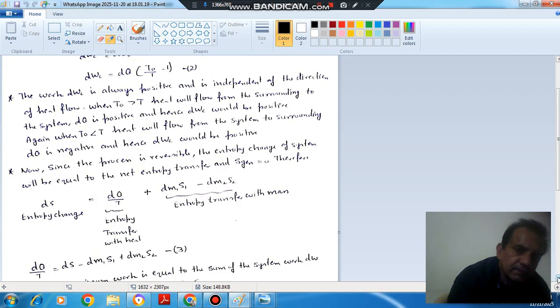As we are considering the process to be reversible, there will be no entropy generation. So the entropy change in the system will be the entropy change due to heat, that is dQ by T, and the entropy change due to mass, that is dm1 s1 minus dm2 s2. From this we can get dQ by T as dS minus dm1 s1 plus dm2 s2. This is equation number 3.